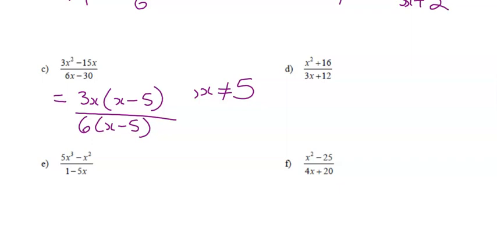And reduce. So the 3 over the 6, fraction part, you can use your calculator. You can just say, well, it's 1 over 2. The x minus 5's cancel. And we're left with 1/2 x, or x over 2. At any point, if you have any questions, be sure to ask.